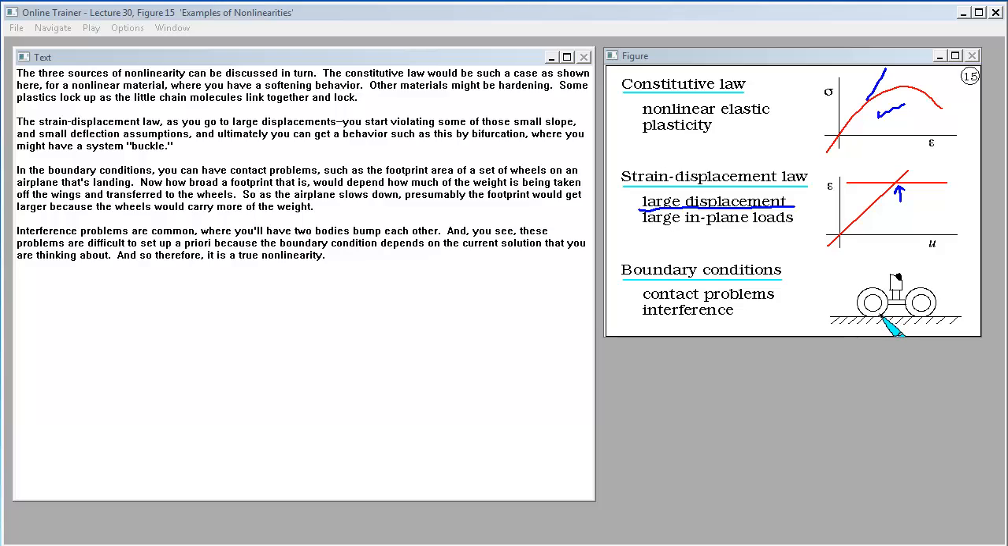In the boundary conditions, you can have contact problems, such as the footprint area of a set of wheels on an airplane that's landing. Now, how broad a footprint that is would depend on how much of the weight is being taken off the wings and transferred to the wheels. So as the airplane slows down, presumably the footprint would get larger because the wheels would carry more of the weight. Interference problems are common, where you'll have two bodies bump each other. And you see, these problems are difficult to set up a priori because the boundary condition depends on the current solution that you are thinking about, and so therefore it is a true nonlinearity.